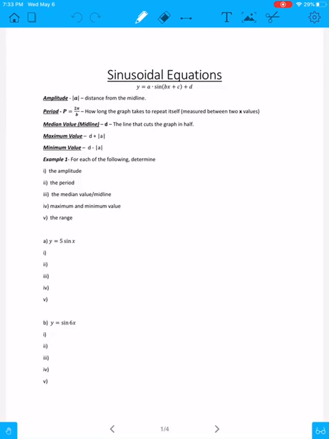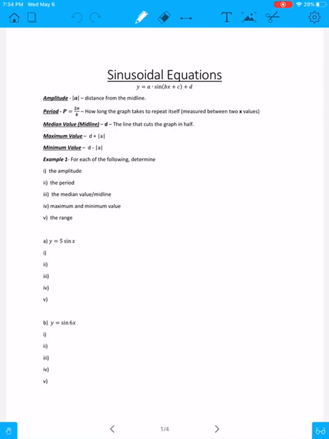Hello guys, so it's the second week of sinusoidal graphs and equations. Last week we looked at sinusoidal graphs and determined the amplitude, the period, the range, the domain, and the midline or median value. We learned how to put graphs into our calculator, change our windows to see if the equations were correct, and we made equations of graphs.